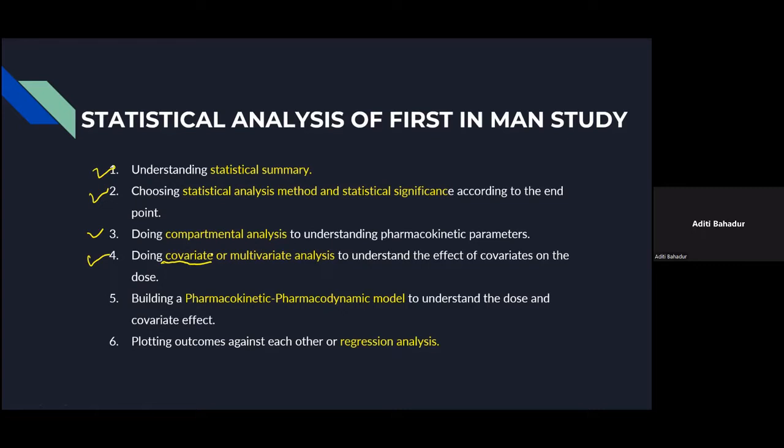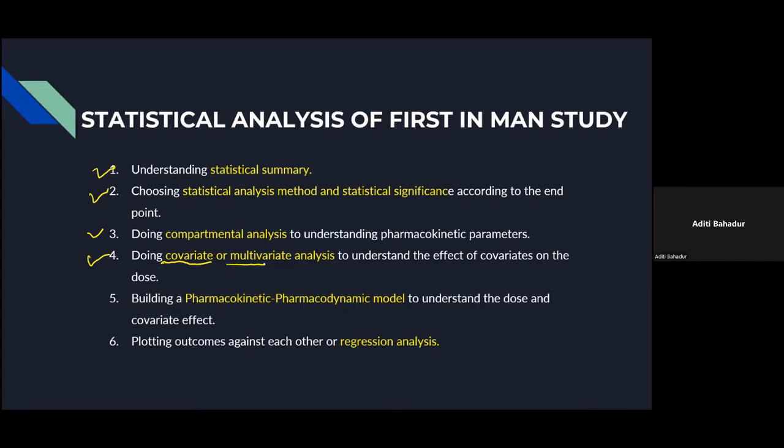For example, weight or height or sex or renal efficacy could be considered as a covariate. Something that would be directly affecting the performance of the drug could be the dose or the chemical composition of the drug. But covariates are not the direct input value, but more like an indirect input value, which could affect the drug performance. So these are what we call covariates, and there could be multiple covariates.